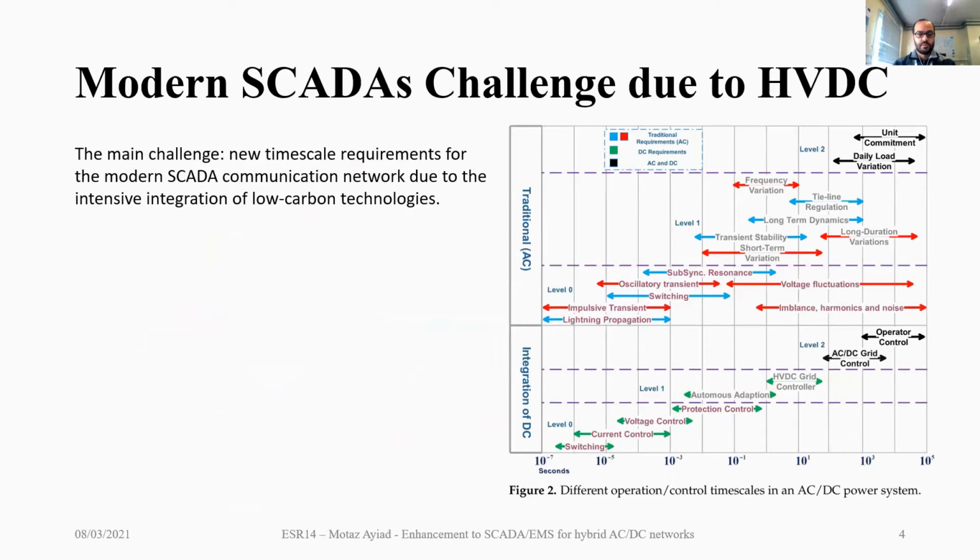However, modern SCADA faces new challenges due to the integration of low-carbon technologies, mainly due to the HVDC grids. The HVDC grids require fast reaction compared to the traditional AC grids, especially on the protection side.